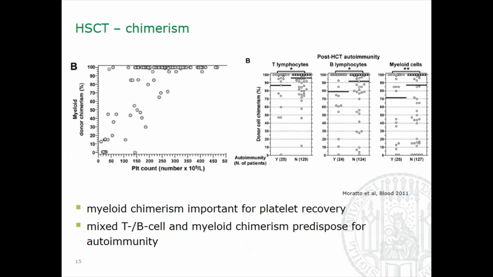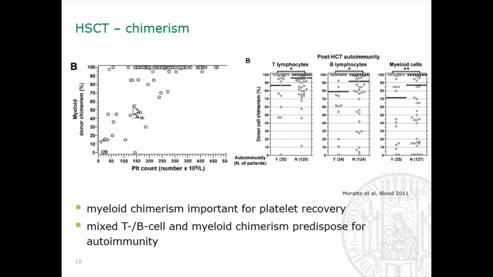The other very important thing that this study looked at was the role of chimerism, meaning the degree of donor cells. And what they could show is that the so-called myeloid chimerism, so this is the cell lineage that is made up of the neutrophils and monocytes in our blood, is very important for the degree of platelet recovery, because the platelets also stem from this myeloid lineage.